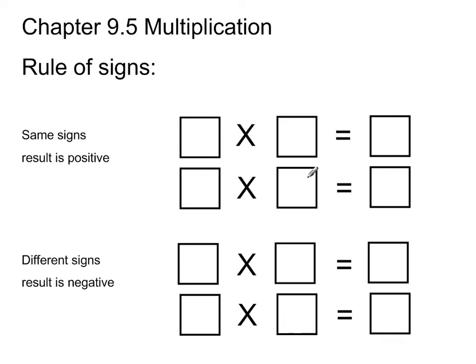Hello again. Today we're doing chapter 9.5, which is multiplication, and we're going to start off with some rule of signs. The first one that we're going to go over is a positive number times a positive number, which we've been experiencing for a long time, and it always gives us a positive. The next one that's a little bit funky for students is a negative times a negative.